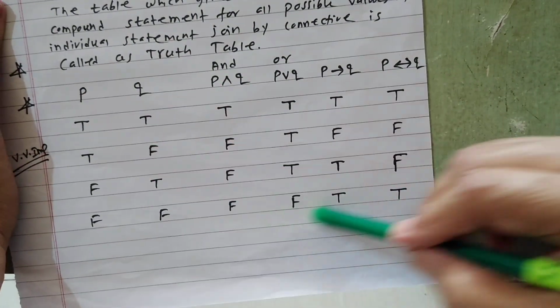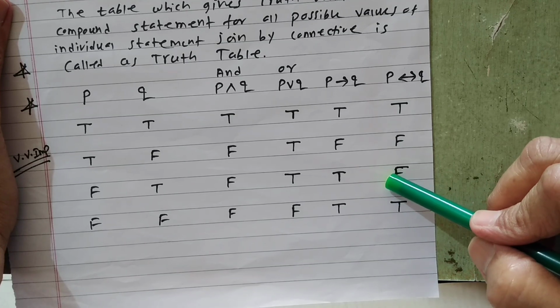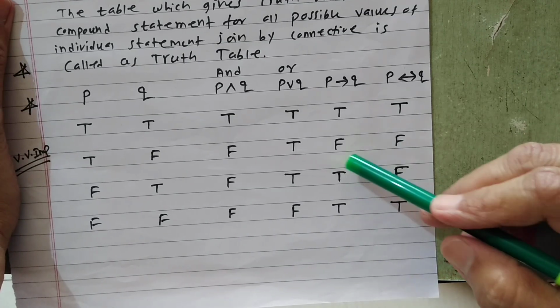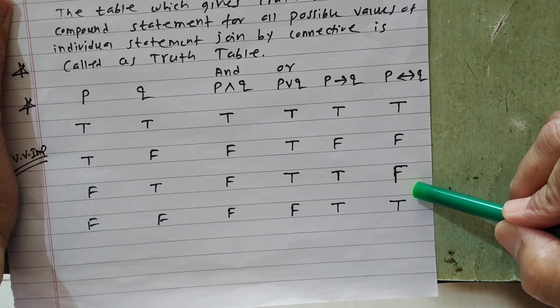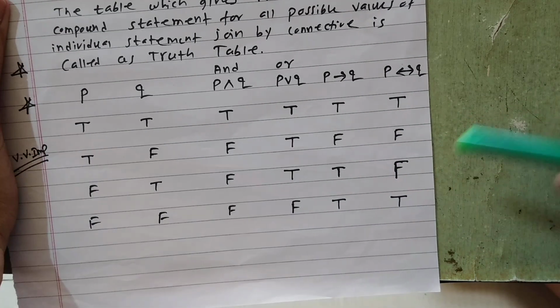And this table you have to remember throughout the logic chapter. And why the results are T, F, T, T and T, F, F, F, that we will consider in the next lecture along with examples.